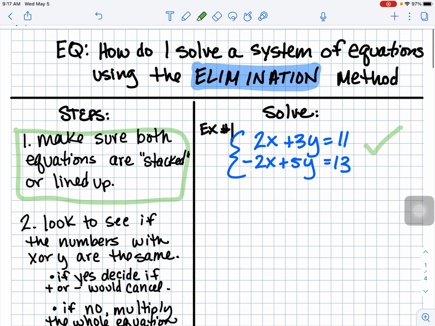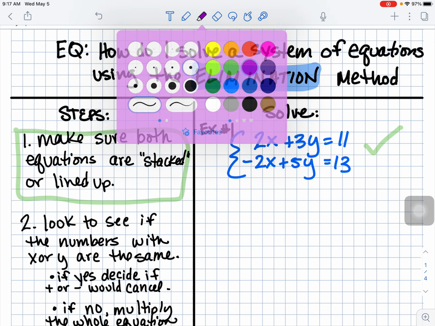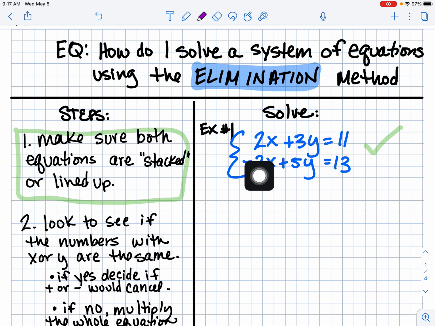Step two, I need to look at the numbers with the variables with x or y and see if any of them are the same. So I'm looking, and 2x and negative 2x are almost the same, right? This is positive 2, this is negative 2. So that means that step 2, I'm already there. So yes, decide if you could add or subtract to cancel it out. If I subtracted 2 minus negative 2, that would not make 0. That would make 4. But if I added 2 plus negative 2, that's going to make 0. So I'm going to add these two equations together.